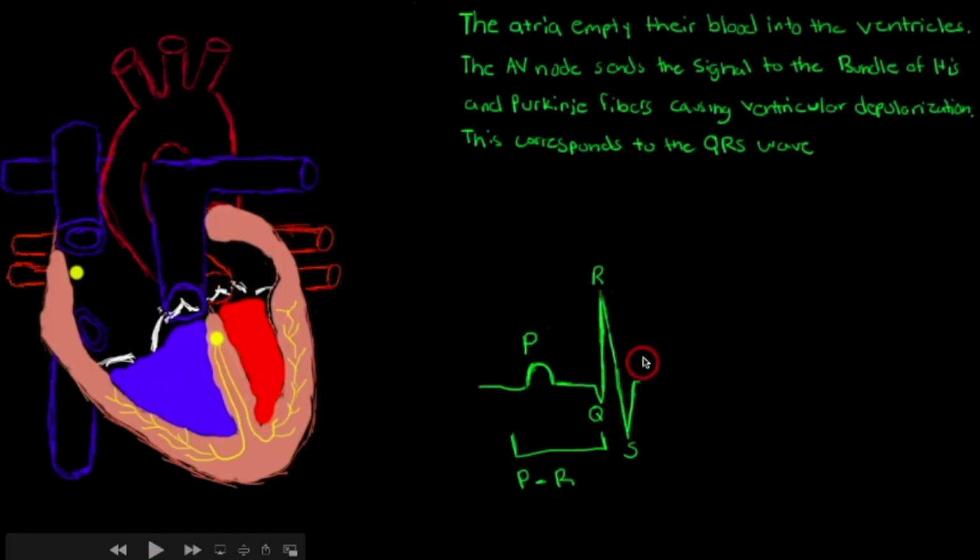So during this QRS deflection, we see ventricular depolarization, but the reason why we don't see atrial repolarization is because this deflection is just so great that it gets buried within the QRS wave. But just know that when the ventricles are depolarizing here, the atria are repolarizing.